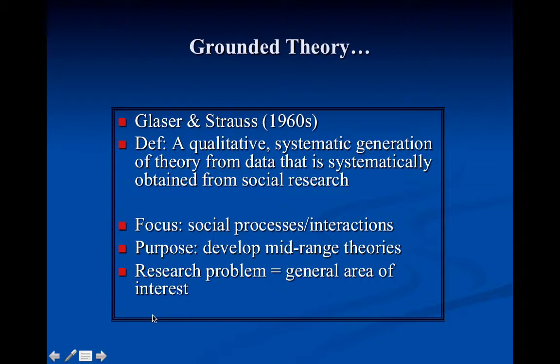Grounded theory is an inductive approach based on naturalism, not positivism. It is a qualitative systematic generation of theory from data that is systematically obtained from research. The purpose of grounded theory research is to develop a mid-level theory from qualitative data, usually observations of participants, written text, or interviews that utilize open-ended questions.